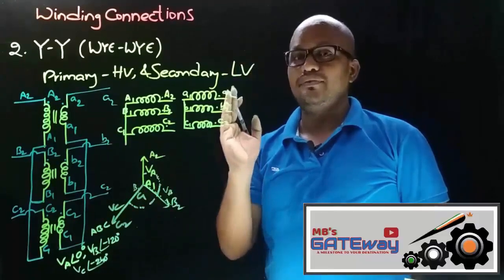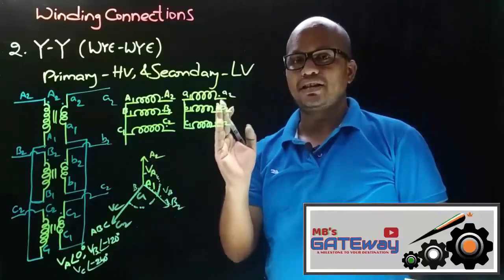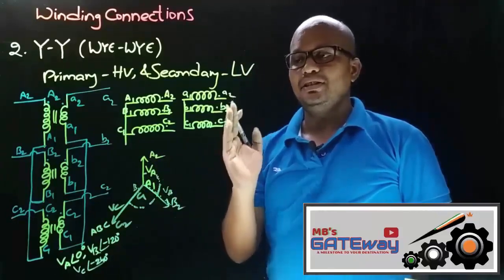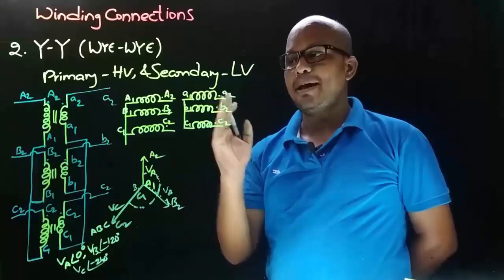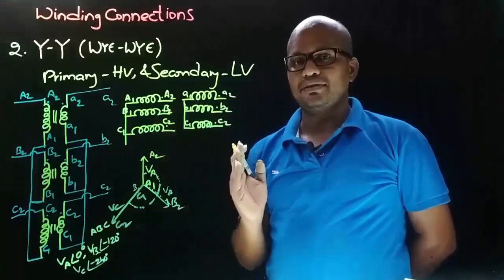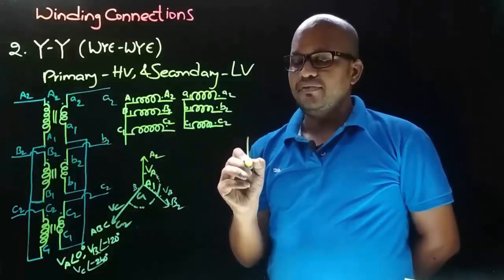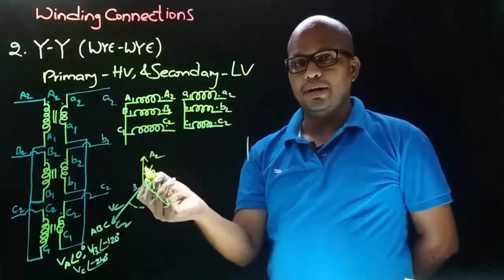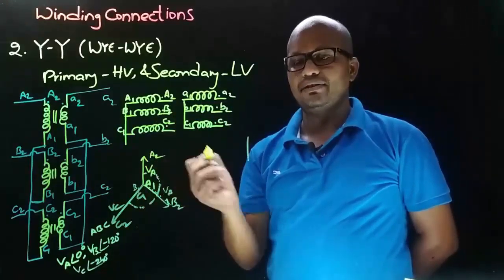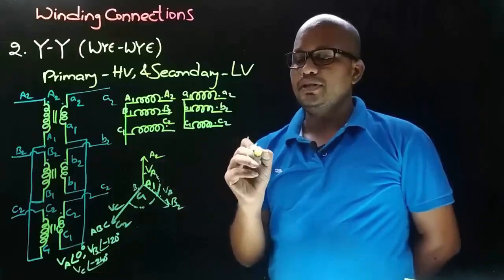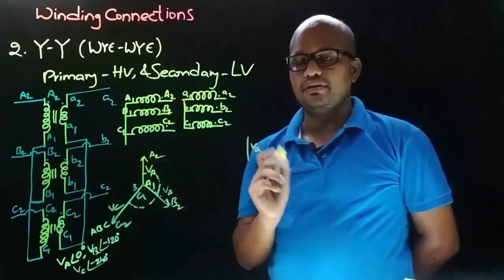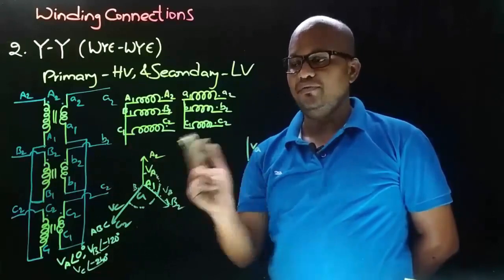Now let's draw the phasor diagram for secondary side star connected winding. And it is studied that the secondary side phasors are drawn parallel to primary side phasors. So let's draw the secondary side VA phasor parallel to primary side VA phasor. So this is secondary side VA phasor drawn parallel to primary side VA phasor.